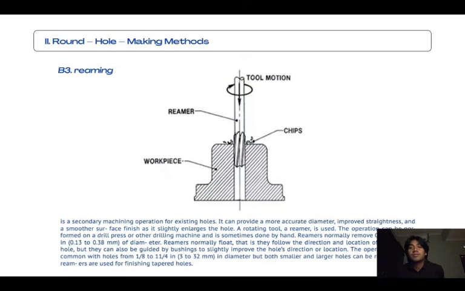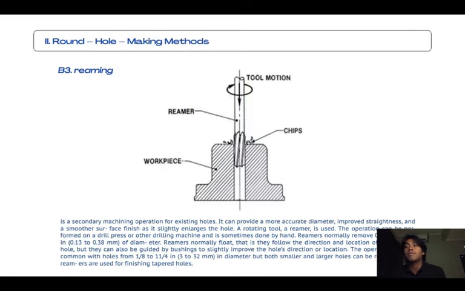Okay, the third subtopic from drilling is reaming, which is a secondary machining operation for existing holes. It can provide a more accurate diameter, improve straightness, and give a smoother surface finish as it slightly enlarges the hole. A rotating tool, or reamer, is used. The operation can be performed on a drill press or other drilling machine, and is sometimes done by hand.